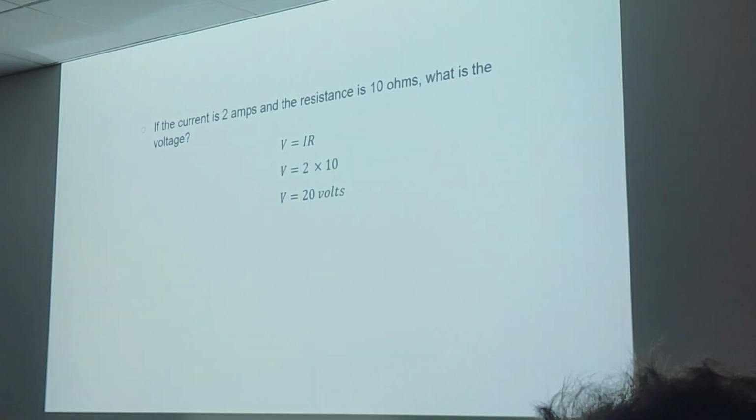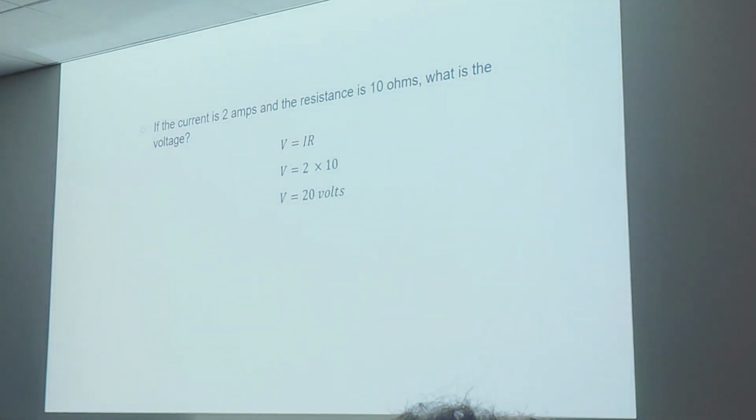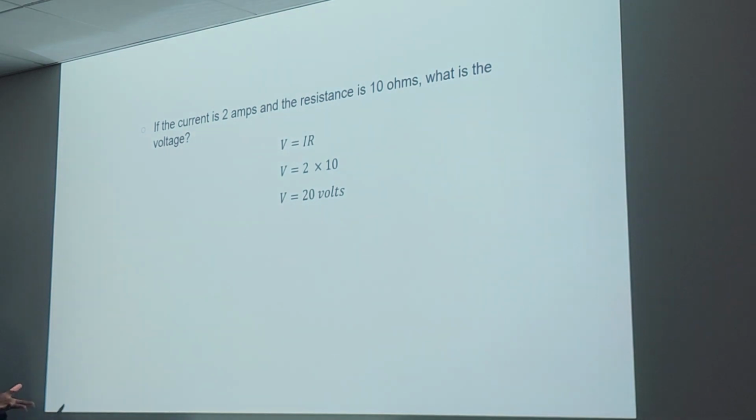If the current is 2 amps and the resistance is 10 ohms, what is the voltage? Tell me how you got the answer. 2 times 10, because V equals IR. Super easy, right?